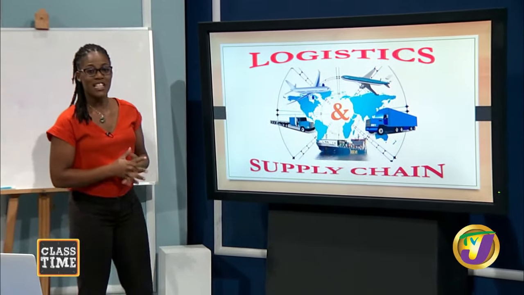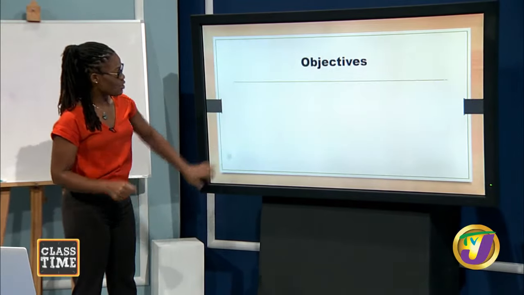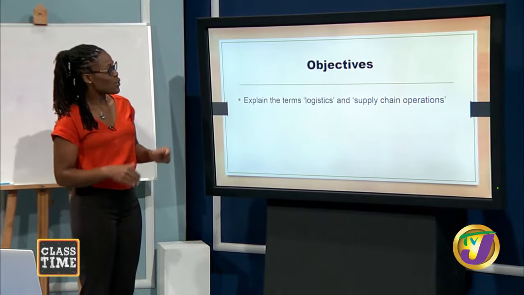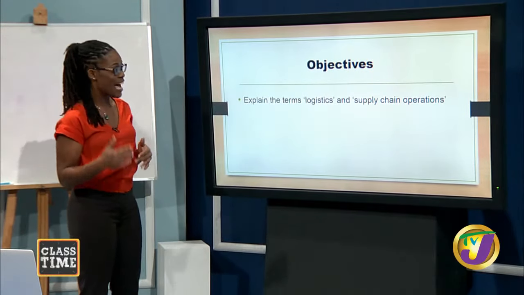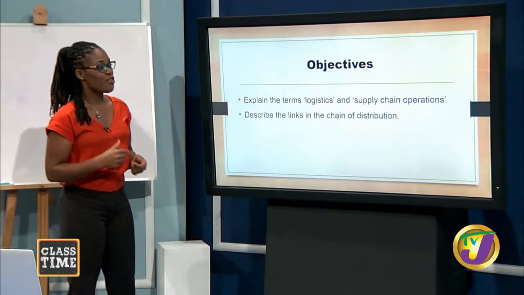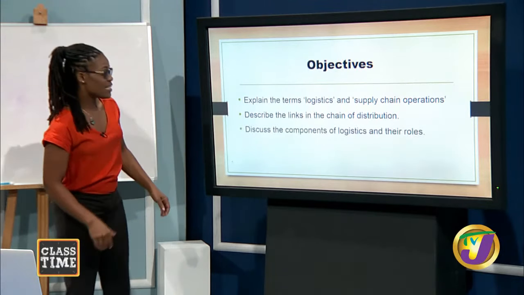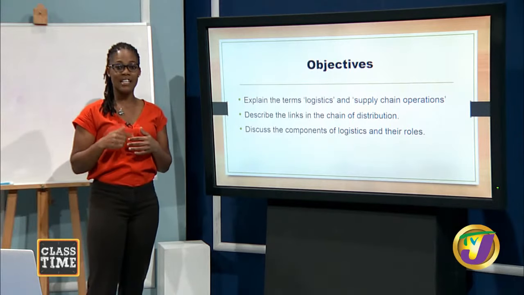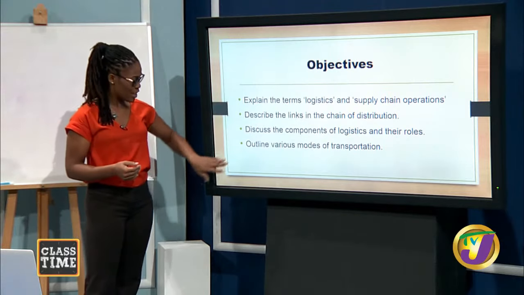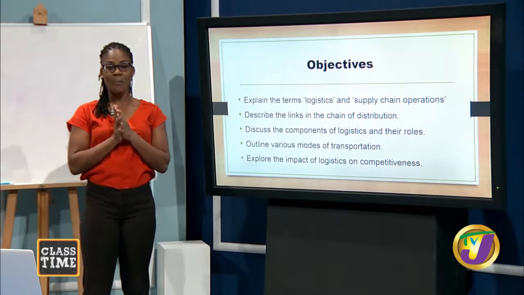Now, before we get into our lesson, let us examine the objectives we will be looking at today. So at the end of the lesson, we hope to achieve these objectives. One, to explain the terms logistics and supply chain operations. Next, to describe the links in the distribution chain. To discuss the components of logistics and their roles. To outline various modes of transportation, and to explore the impact of logistics on competitiveness.